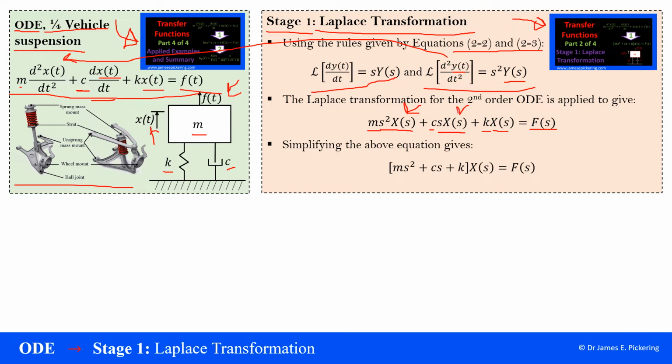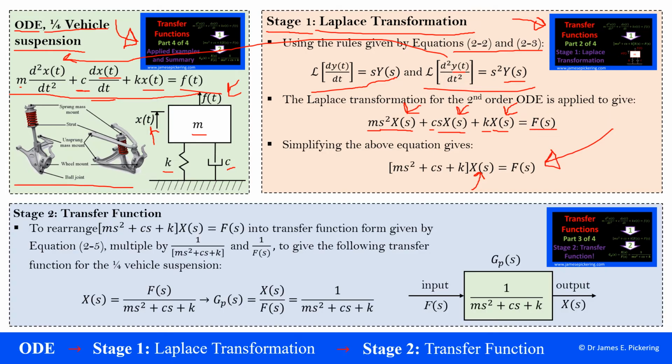You'll notice here X of s is common for all these terms. What we can do is move that outside of a bracket because it's common for all. Then ms squared plus cs plus k. So that just simplifies it, and you'll see why we simplify it in that form when we get on to the next stage, which is stage 2, the transfer function.